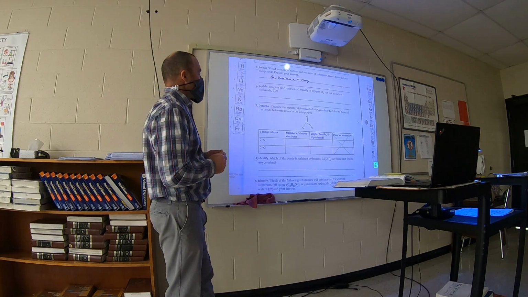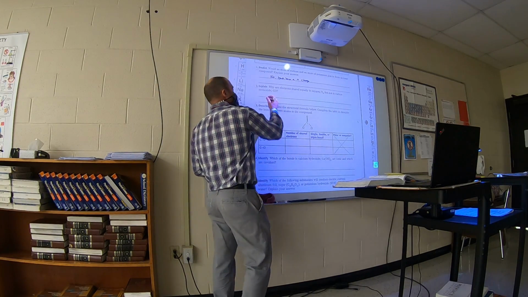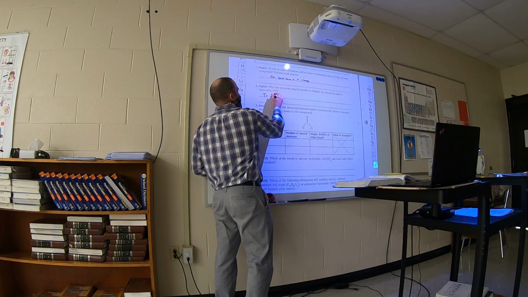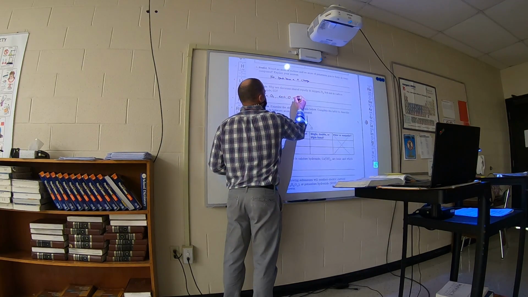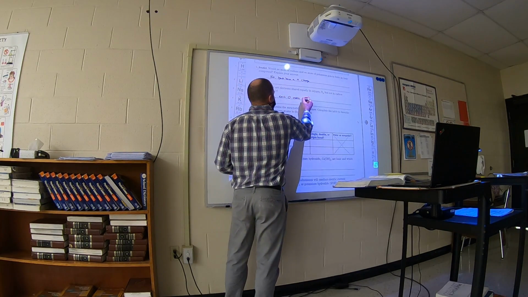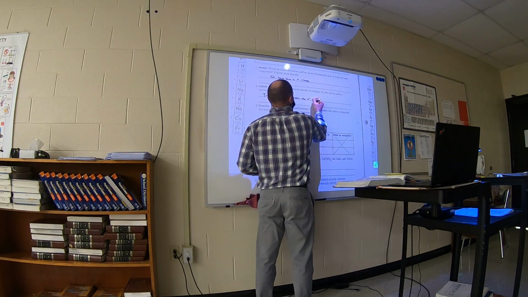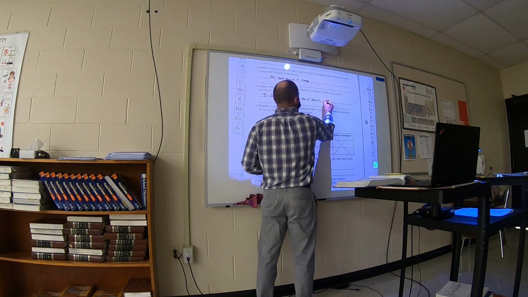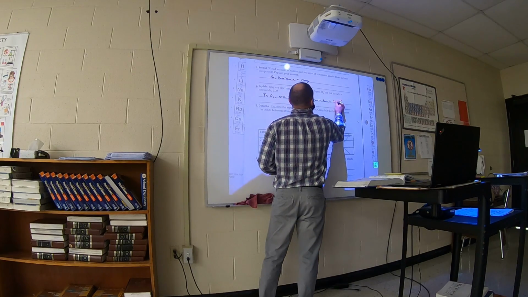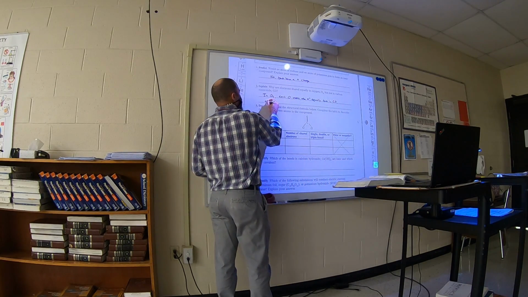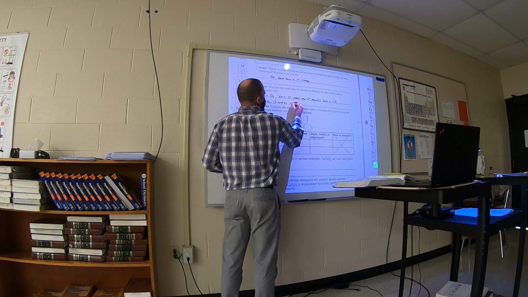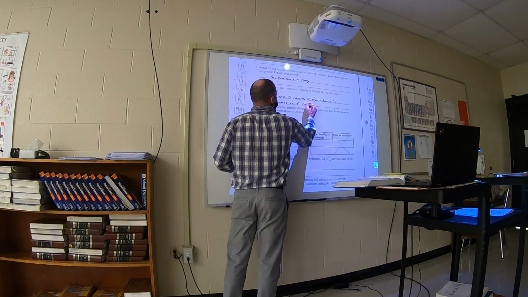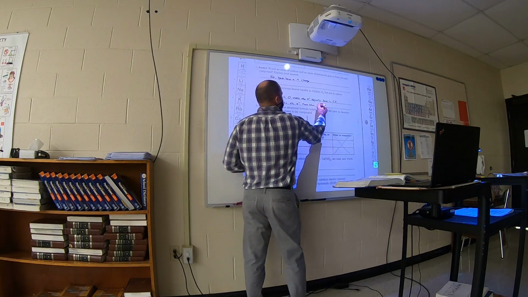Number 2, why are electrons shared equally in O2 but not in CO2? In O2, each O wants the electrons equally. But in CO2, the O wants the electron more than C.